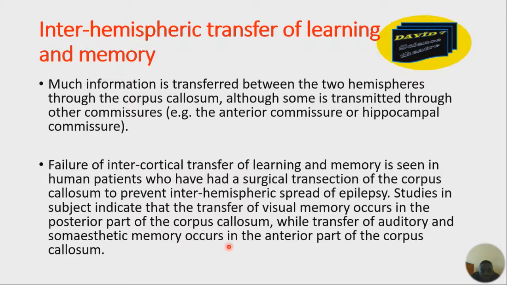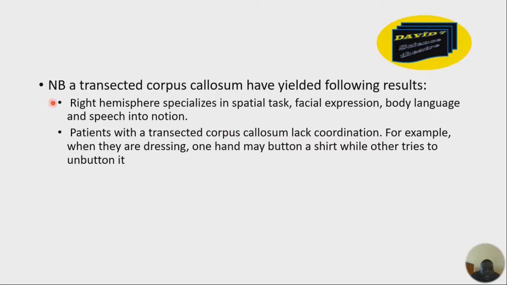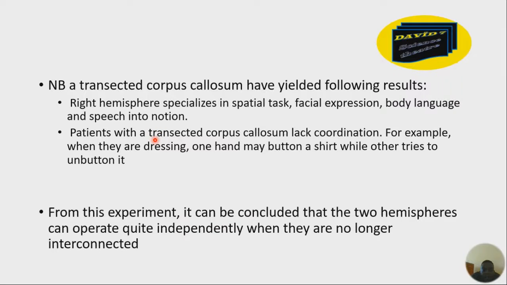Studies in subjects indicate that transfer of visual memory occurs in the posterior part of corpus callosum, while transfer of auditory and somatic memory occurs in the anterior part of corpus callosum. So if it is audition, it will occur in the anterior part. Visual information will be transferred in the posterior part between the two hemispheres. A transected corpus callosum has yielded the following result. The right hemisphere specializes in spatial task, facial expression, body language, and speech intonation. Okay? But the patients with the transected corpus callosum lack coordination. For example, when they are dressing, one hand may button a shirt while the other tries to unbutton it. So this shows uncoordination if you transect corpus callosum. Okay, so from this very experiment, I can conclude that the two hemispheres can operate quite independently when they are no longer interconnected.